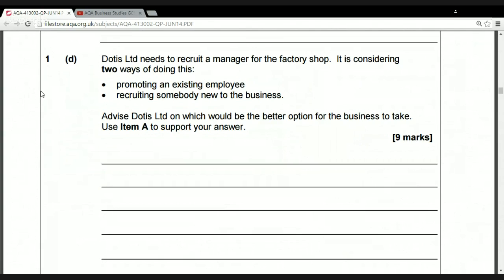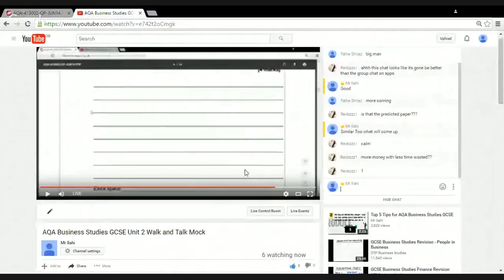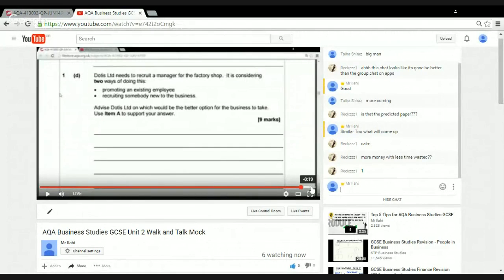Let's say one of the reasons why promoting an existing employee might be better for the company is because they would know the person that they're promoting. And this will be more likely to be suited to the job. And it will lessen the risk of someone coming in new who might still have to train, or who might have to be shown what to do again, because they know the person already. So that would be one of the best responses for that.